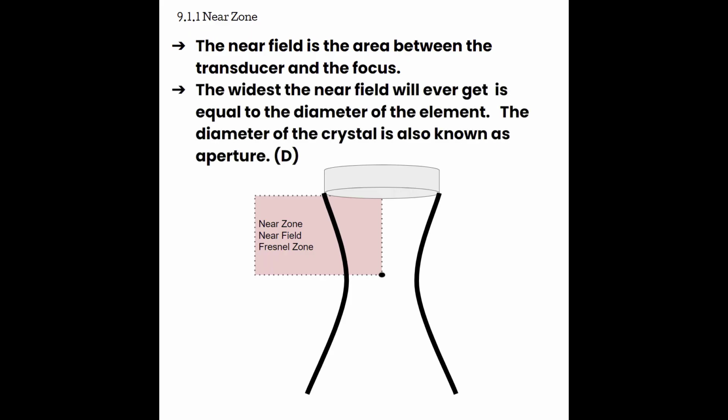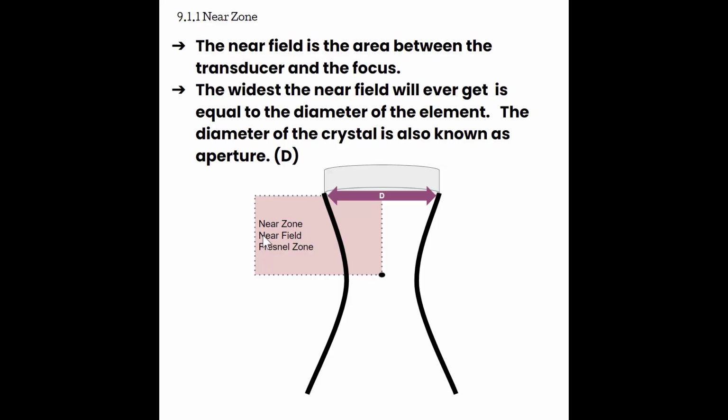The widest the near field will ever get is going to be equal to the diameter of the element. Now another term for diameter of the element is going to be the aperture. And that often is abbreviated as D for diameter of the transducer. So for example, if you're given that the diameter of the element is 5 millimeters or the aperture is 5 millimeters, then the widest that near zone is going to start at is 5 millimeters. It cannot start any wider than what the crystal size is.